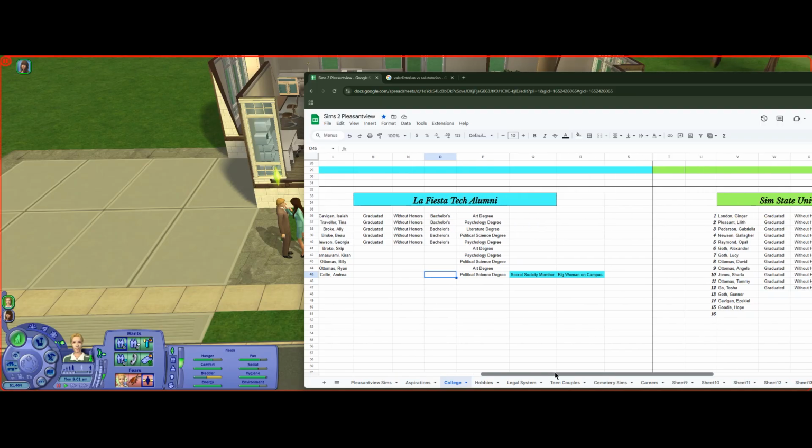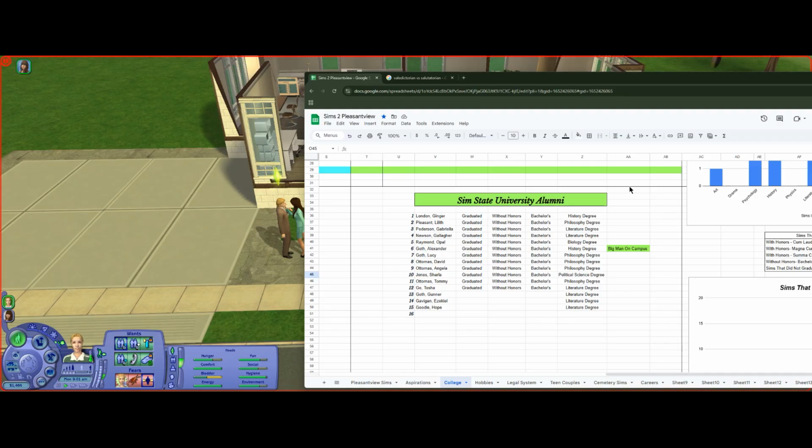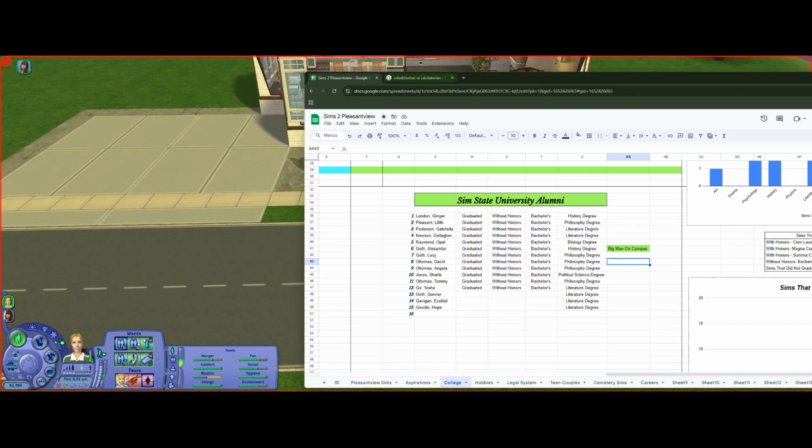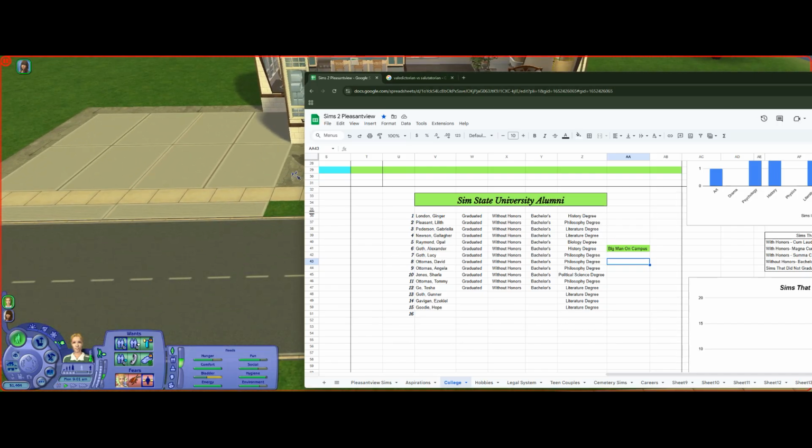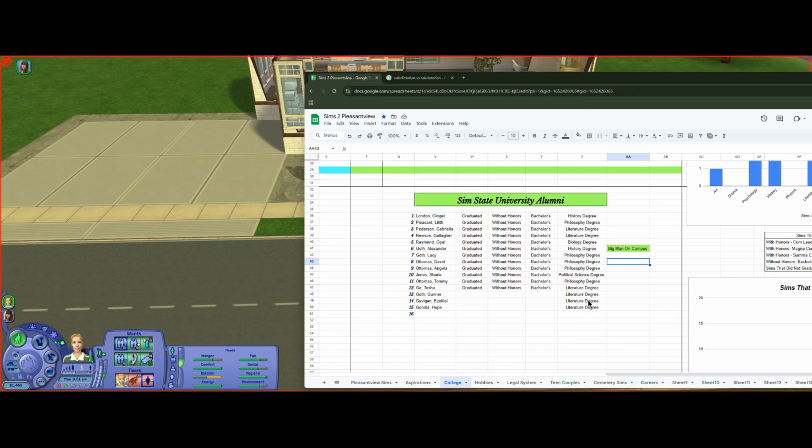Just saying. Let's move on to the Sim State University. So again, this is Sim State, close to home. Most of these Sims graduated without honors as well. But as you could tell, we have a lot of literature degrees and philosophies. See what I'm saying? Philosophies is where it's at here at Sim State University. But I wanted to kind of break that up if they didn't choose one. So anyway, basically the Sim State University students are the students who don't like to choose their majors.